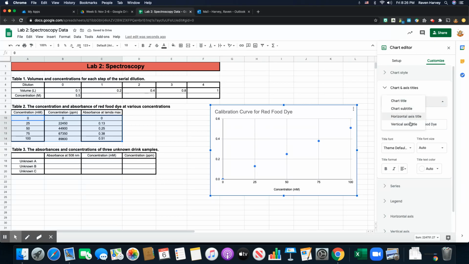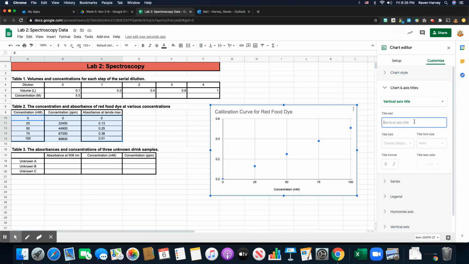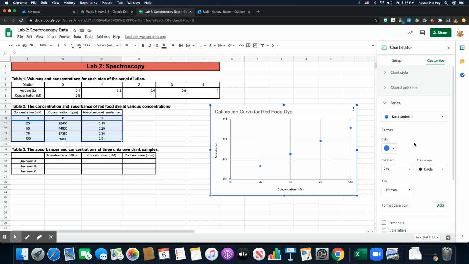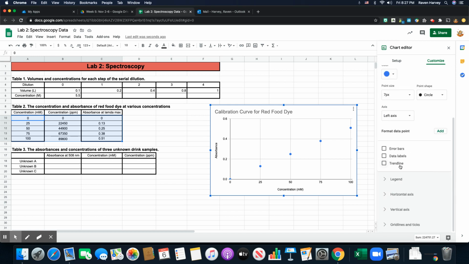Okay. And then I'm going to do my vertical axis title because my horizontal is already done down here. My vertical axis is absorbance. And absorbance, remember, doesn't have units. So it's just absorbance. Series. So you're looking at data series 1, which is the only one there is. You want to scroll down and click trend line. What that does is it just does a line of best fit. So you'll notice it's not perfectly connecting the dots. It's like they laid a ruler down and said, this line best fits my data.